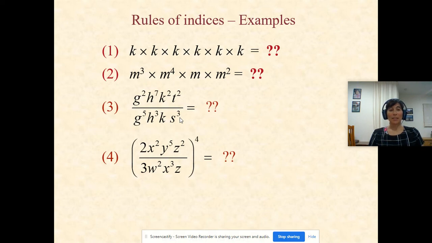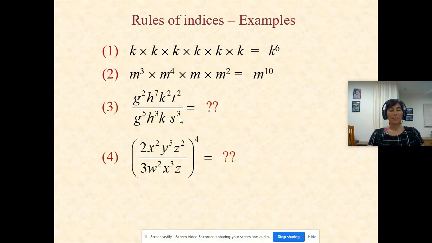So for the first one, k times k times k times k times k. How many k's have I got there? K to the power of 6. Example 2, m cubed times m to the power of 4 times m to the power of 1 times m squared. So that would give us m to the power of 10.